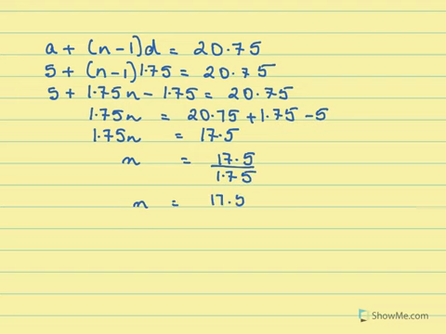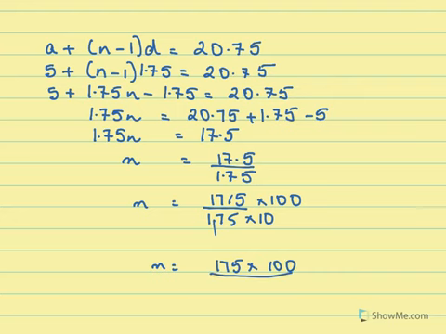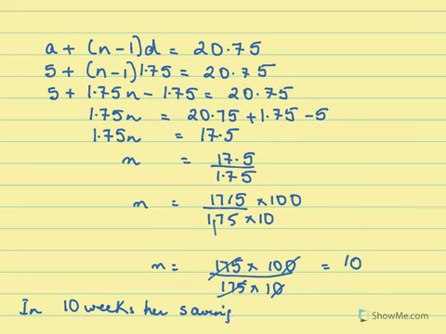So n will be 17.5 over 1.75. To remove the decimals, I multiply by 10 and by 100. So my n becomes 175 into 100 over 175 into 10. When you cancel out, the answer is 10. So in 10 weeks, her saving will be 20.75 rupees.